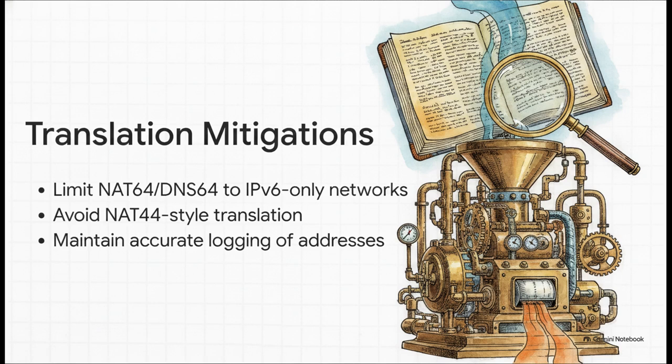And finally, this is absolutely crucial. You must maintain highly accurate logging of both pre- and post-translation addresses for every single flow. Because if a breach happens and you can't correlate the original IPv6 address with the translated IPv4 address, your incident response team is going to be flying completely blind.